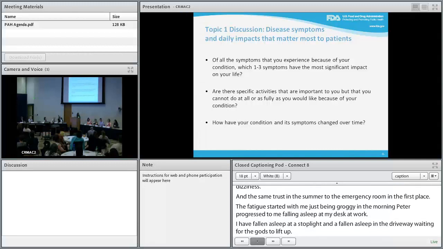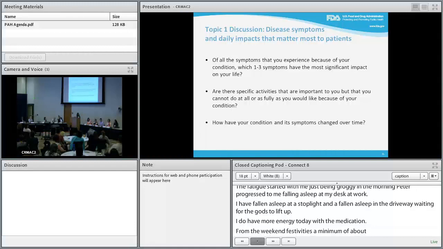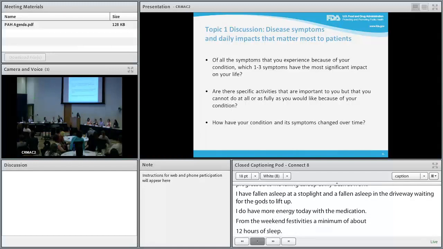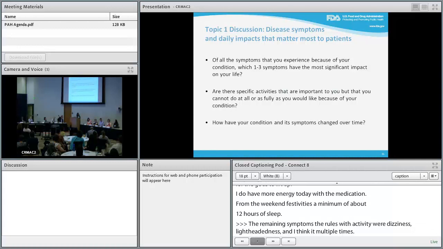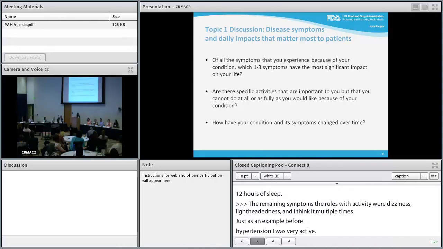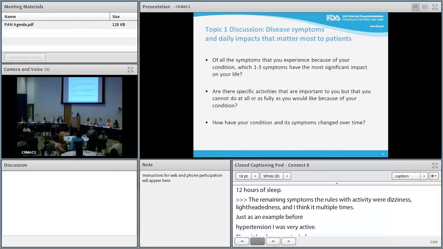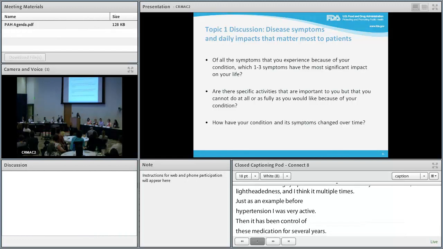The remaining symptoms that arose for me with even small amounts of physical activity were dizziness and lightheadedness. I've fainted multiple times. And just as an example, before pulmonary hypertension, I was very active. I have lupus and have had it for a while, but it has been under control with the use of medication for several years. I exercised regularly. I would walk our dogs in the park. My husband and I would go hiking and that kind of thing. And we had planned for children. Pulmonary hypertension stopped all of that.